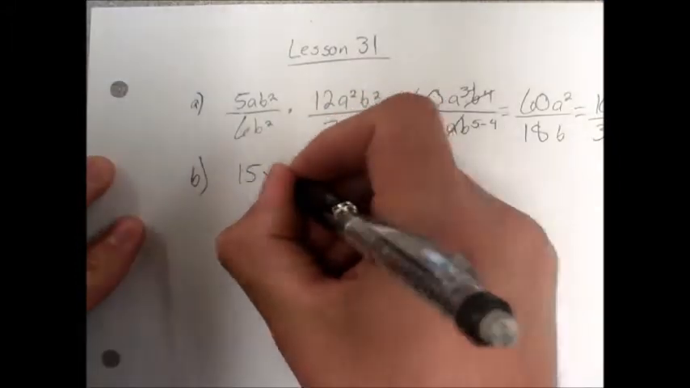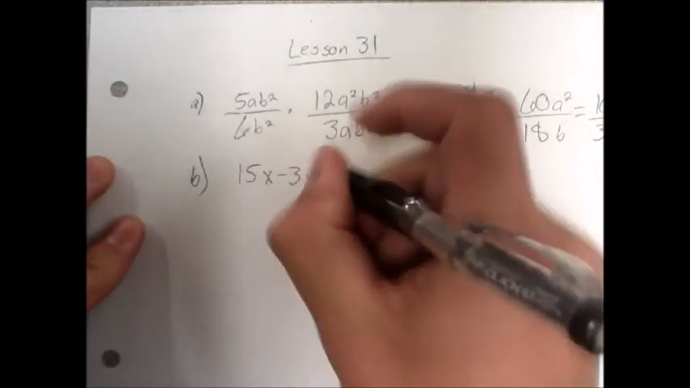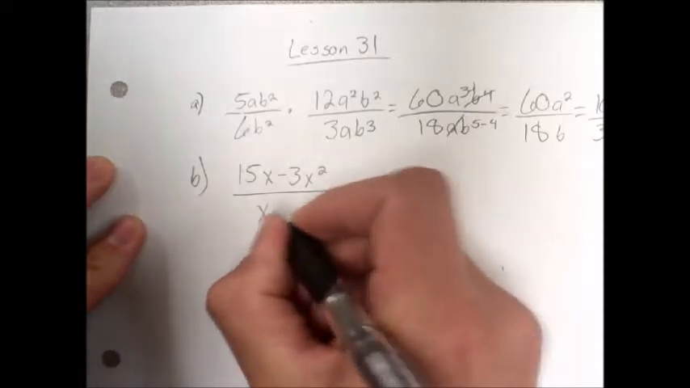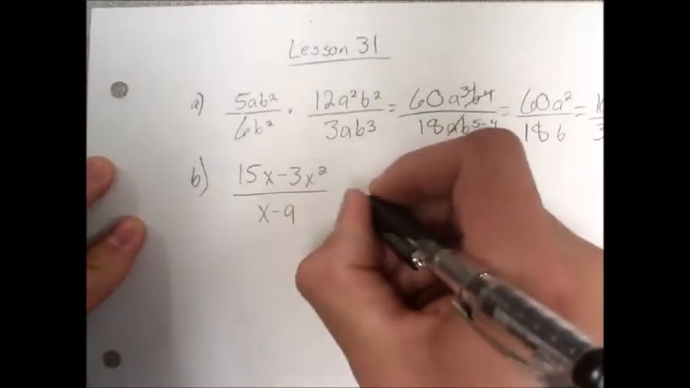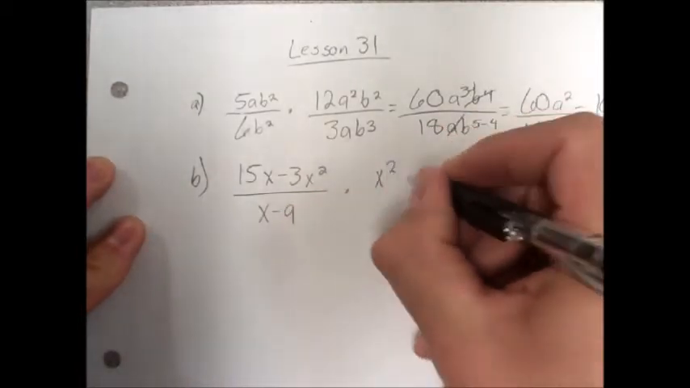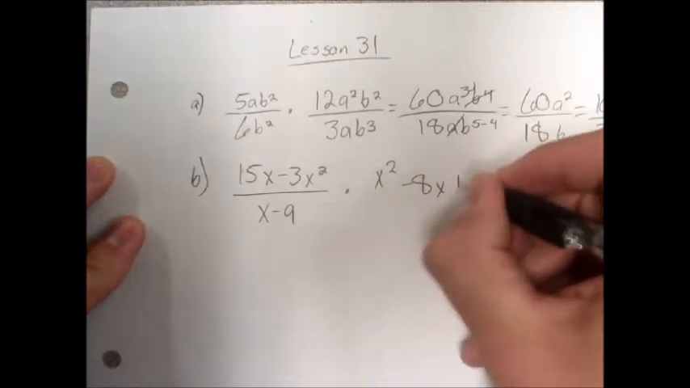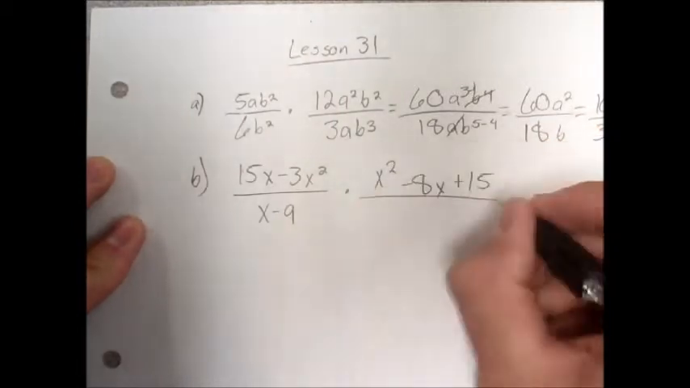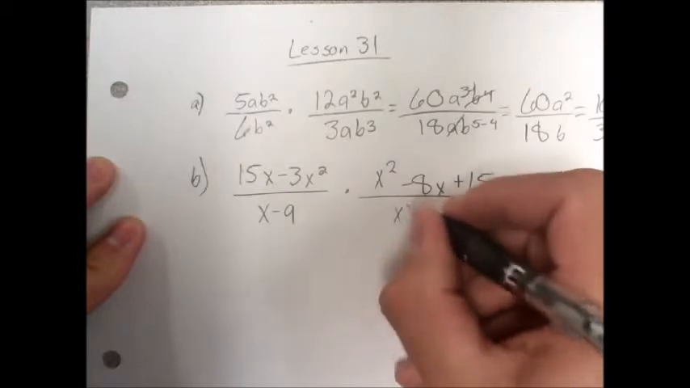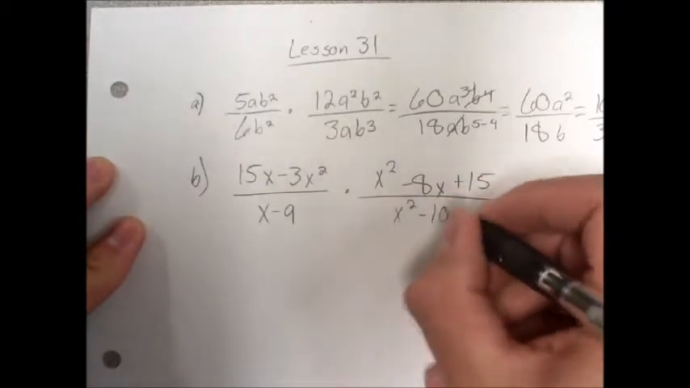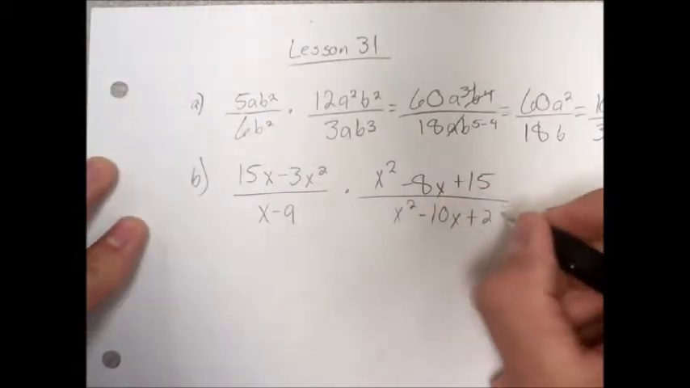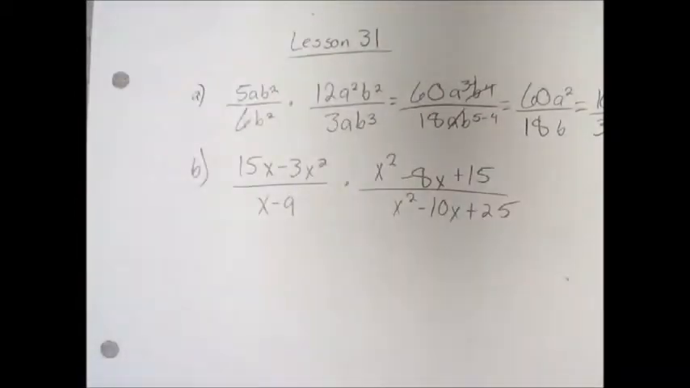15x minus 3x squared over x squared minus 9 multiplied by x squared minus 8x plus 15 over x squared minus 10x plus 25. I need your work, Jamie. Your work.